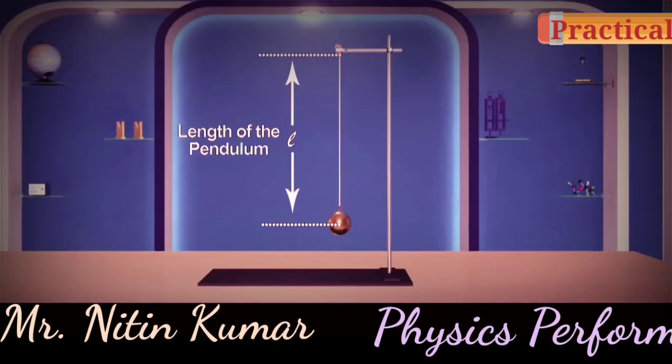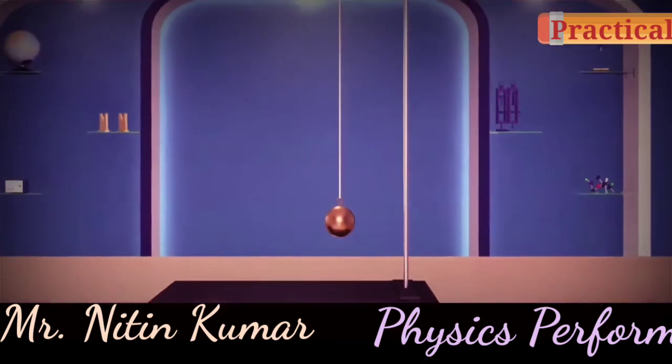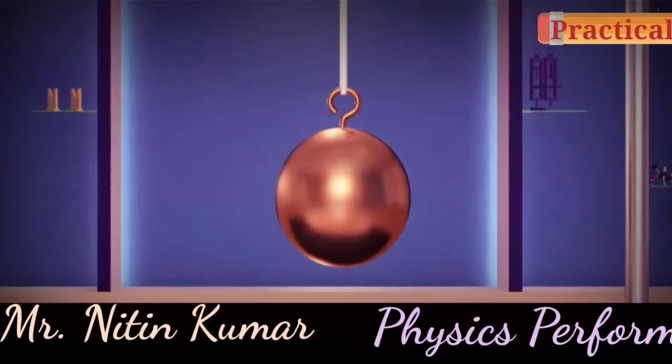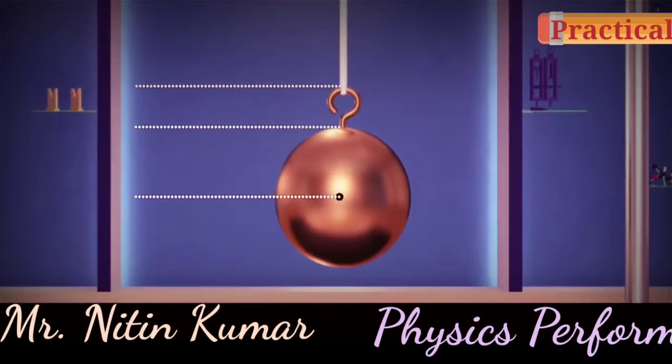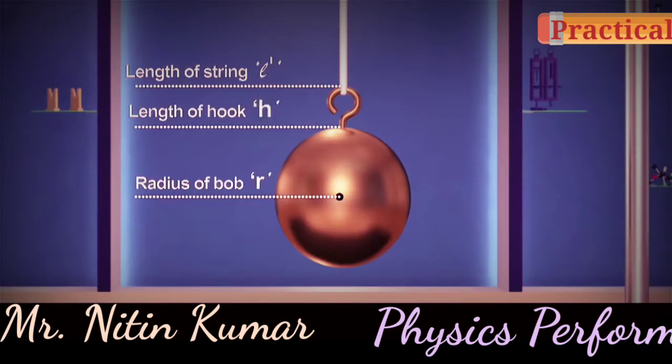The length of the pendulum L is the distance between the point of suspension S and the center of the bob O. L' is the length of the string. Therefore, the length of the simple pendulum is given by the length of the string L' plus the length of the hook H plus the radius of the bob R.